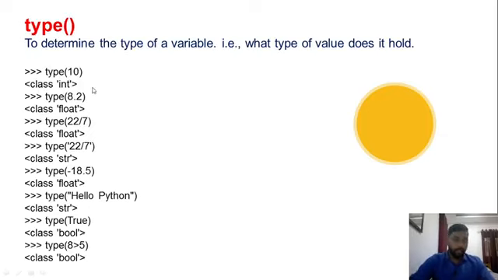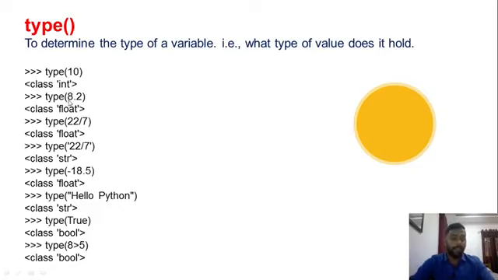Let's have an example showing all the data types. Here we are using the interpreter's interactive mode. We write type of 10. Here type is a function, and 10 is an integer value. After executing type of 10, you get class int, in angle brackets and quotes. It specifies that 10 belongs to class int. So 10 is an integer value, or 10 belongs to the type int.